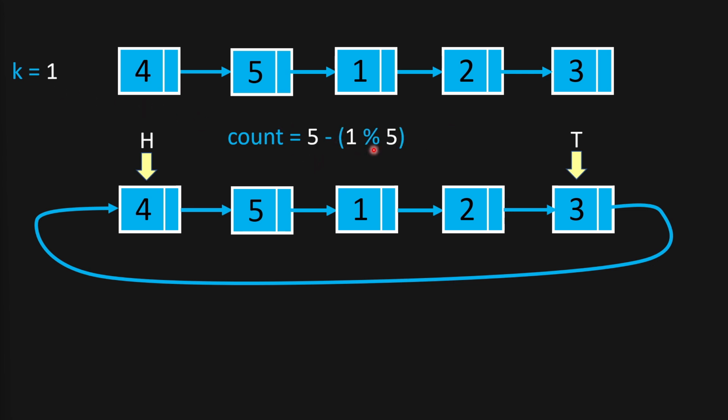So 1 mod 5 is going to give us 1. So we're going to say 5 minus 1, that's going to give us 4. So let's bring this here, like so. Now we're going to use this count to get to this position.